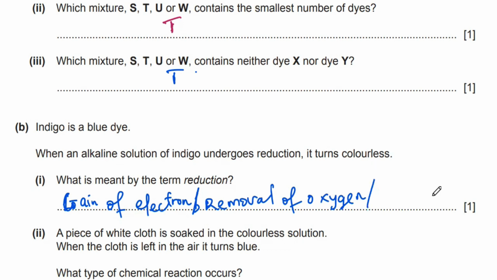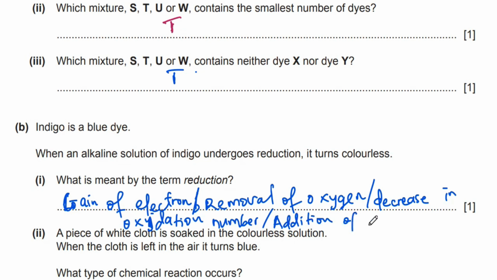You could tell them that it's a decrease in oxidation number. The decrease in oxidation number of a substance. Or the addition of hydrogen to a substance. Addition of hydrogen. That's it. All this will take care of your reduction.